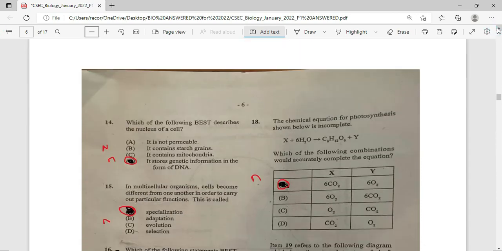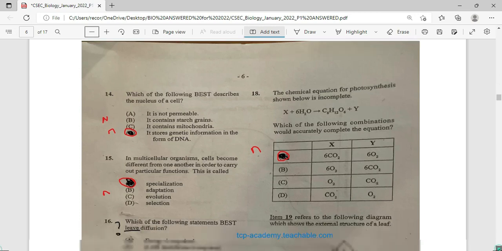Awesome. This is a new question on the paper and pretty much new to the human and social biology syllabus. The chemical equation for photosynthesis shown below is incomplete. What is X? X is going to be 6 CO2 or 6. And then Y, of course, is going to be 6 oxygen. So the answer supplied there is correct. It's a new question. I will move right along.